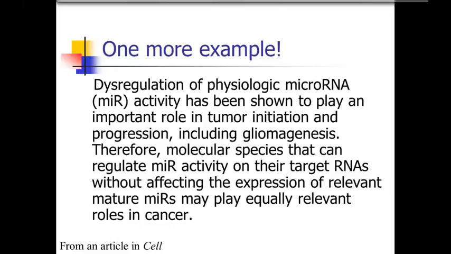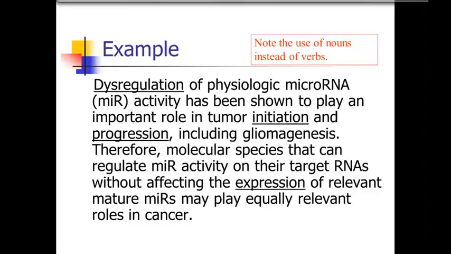It says: dysregulation of physiologic microRNA, MIR, activity has been shown to play an important role in tumor initiation and progression, including gliomagenesis. Therefore, molecular species that can regulate MIR activity on their target RNAs without affecting the expression of relevant mature MIRs may play equally relevant roles in cancer. So again, as I'm reading through this, I'm struggling to get through it. I'm struggling to figure out exactly what it is that the authors were intending to say. So for this example, I'm going to point out some very specific features that make these two sentences difficult to read.